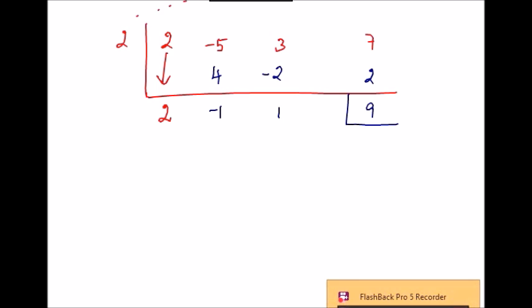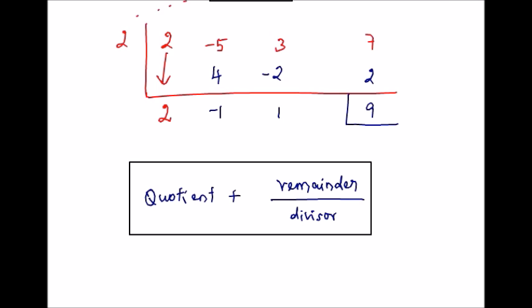Now let me explain how to proceed further. Hope you remember the format that I have given you in a few of my previous videos. The answer format is the quotient plus remainder divided by divisor. Our quotient is this part. This is just the coefficients. You have to write it using the variables.